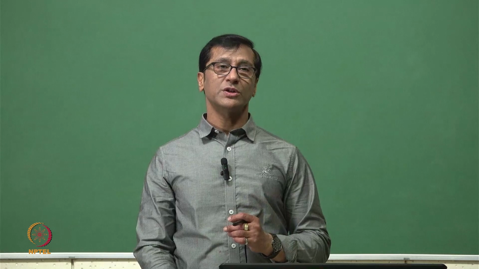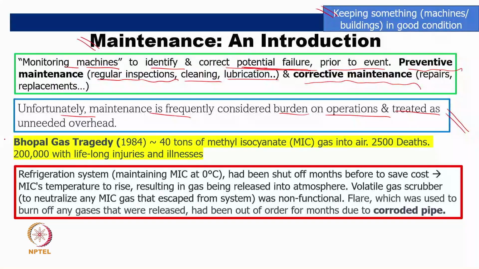Let me give one example of sudden failure. You must have heard about the Bhopal gas tragedy, which happened in 1984, where 40 tons of MIC was leaked into the air, and there was a death of 2,500 people. Of course, more than 2 lakh people were injured or had a permanent illness as such.